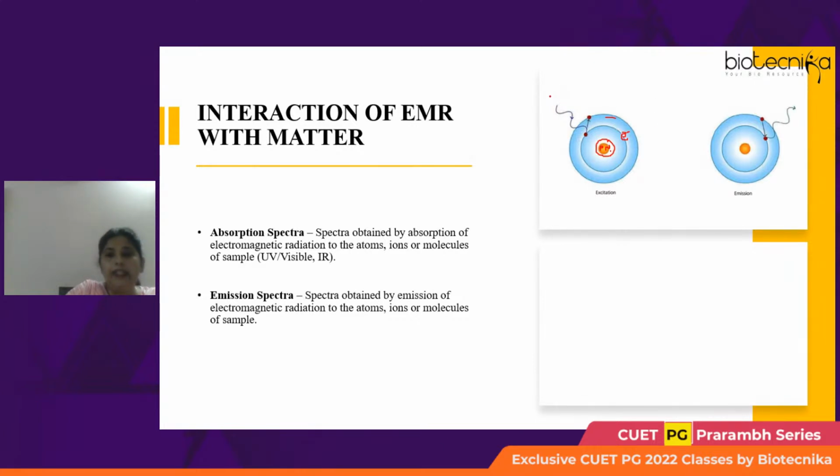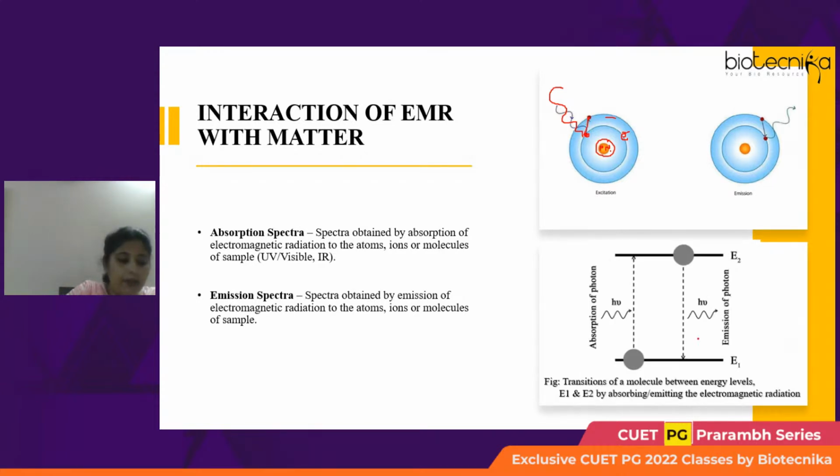So what happens when light of specific energy or wavelength, electromagnetic radiation of specific wavelength or energy, falls on matter, a biomolecule? The electrons present in the atoms absorb the energy and jump from one energy level to another. So here you can see this diagram. The energy level on which the electrons are present, we call the ground state. And on absorbing the radiation, they move on to a higher energy level, which is the excited state.